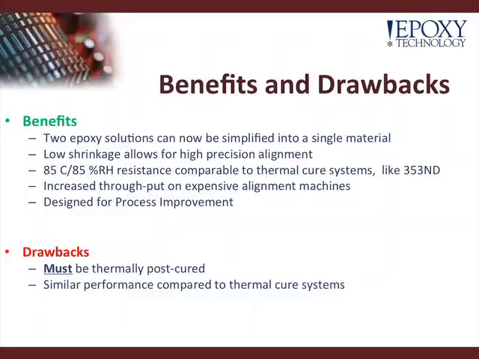Now, you can see here that this is designed as a process improvement. The performance is comparable with thermal cure systems. And if you can use a thermal cure system, you should. But if you find that UV tacking, UV alignment could be helpful, a UV hybrid may absolutely be the material for you. Some of the drawbacks. Now, they must be thermally post-cured. This is not thermal post-cure optional. This is not a UV tacking and it will just continue curing.